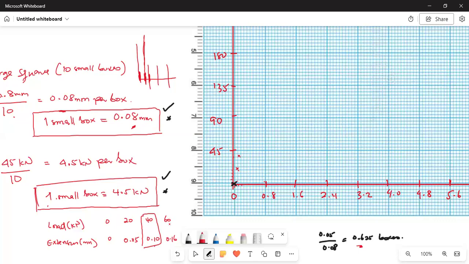Let's look at the 60. 60 divided by 4.5 will give us 13.333. And then 0.16 divided by 0.08 will give us 1.75. So here we have the x-axis, we have one box, two box. So it's still within the second box, 0.75, okay? 1.75 boxes.